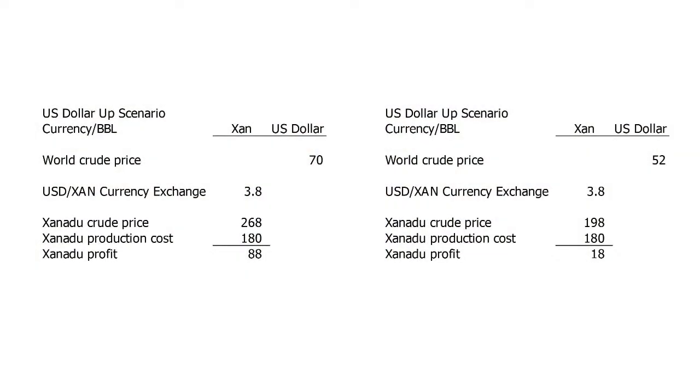Let's go to the right-hand side scenario. In this example, I've re-equilibrated it to the risk-adjusted 18 Zans per barrel profit required. $52 crude price times the 3.8 is now equilibrated back to 198 Zans per barrel. Production costs unchanged at 180. The normalized 18 Zan per barrel profit. So when the exchange rate jumped from 2.8 to 3.8, the world trading price of crude went from 70, it fell to 52.